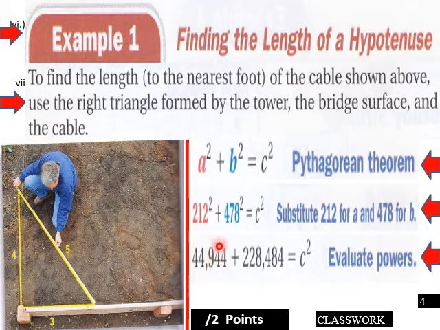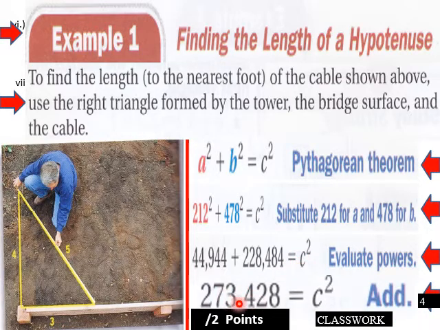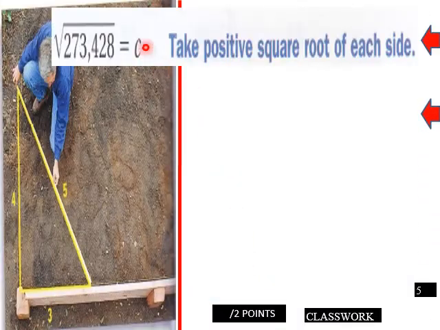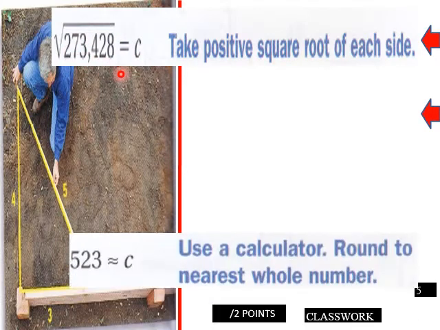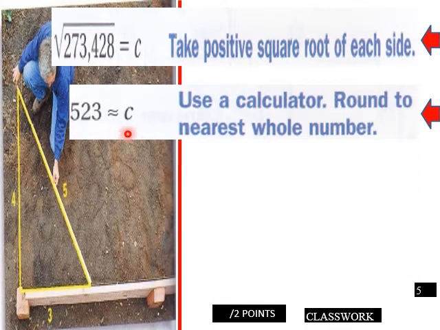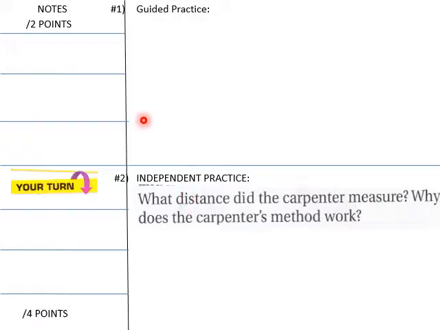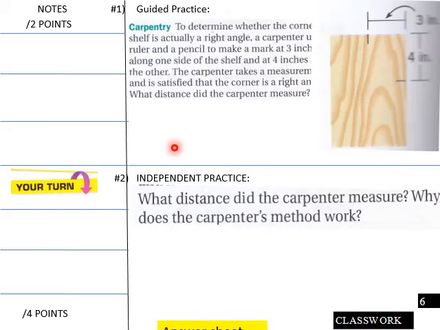Then when we square these, we get these numbers here. When these are added together, they equal the square of the hypotenuse. So 273,428 equals c squared. How do we solve that? Well, we take the positive square root of each side, and we get 523 feet equals c. That equals the hypotenuse of that triangle. The length of the cable was that amount.